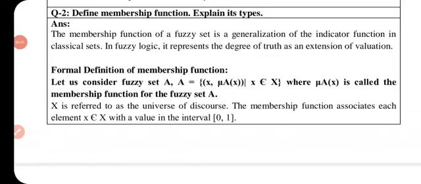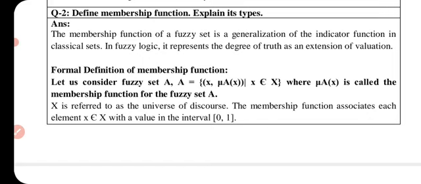This video is part 3 of the fuzzy logic chapter, which starts with the membership function. Question number 2: define membership function and explain its type. The membership function of a fuzzy set is a generalization of the indicator function in the classical set. In fuzzy logic, it represents the degree of truth as an extension of valuation.